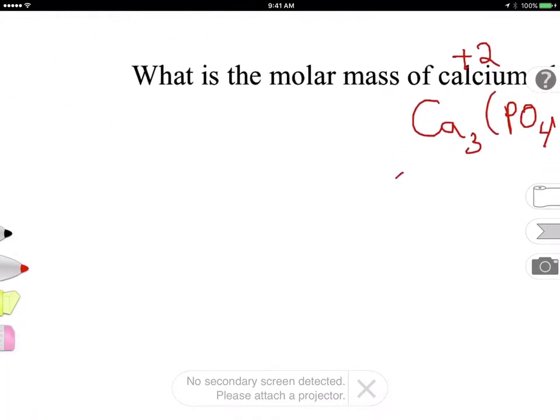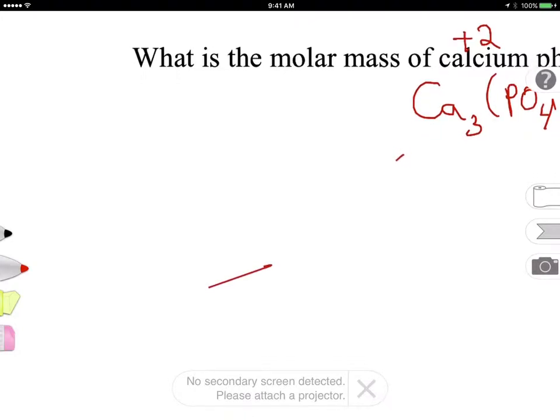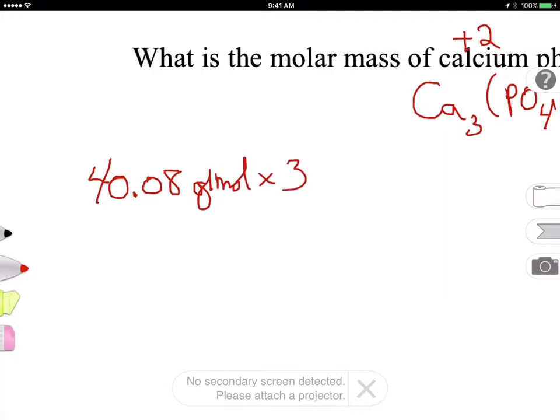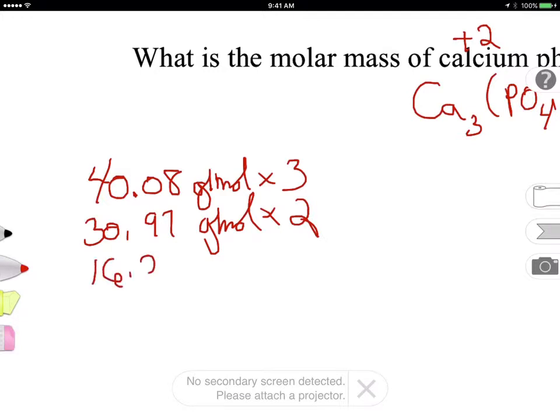Okay, so now let's go over here and actually figure it out. Calcium from the periodic table is 40.08 grams per mole, and there's 3 of them, so we'll multiply by 3. Next one, phosphorus is 30.97 grams per mole. Again, I'm getting those numbers from the periodic table, and we happen to have 2 of those.